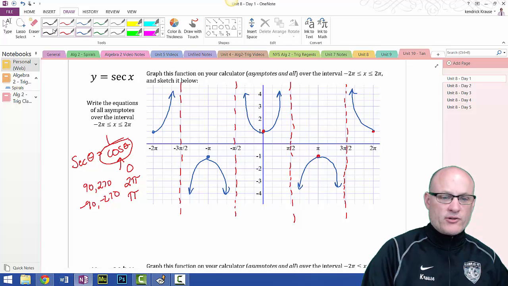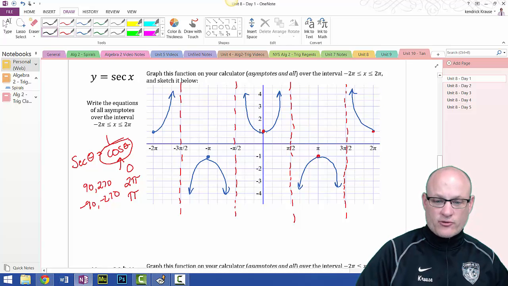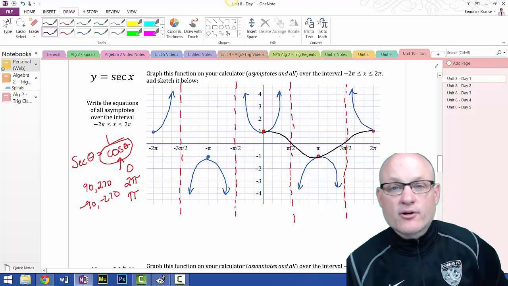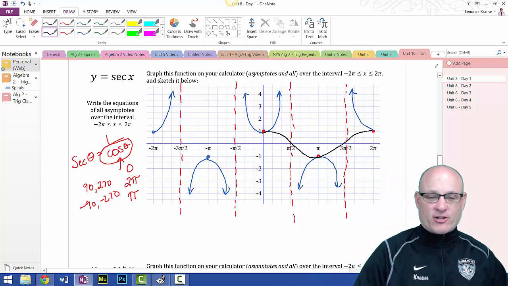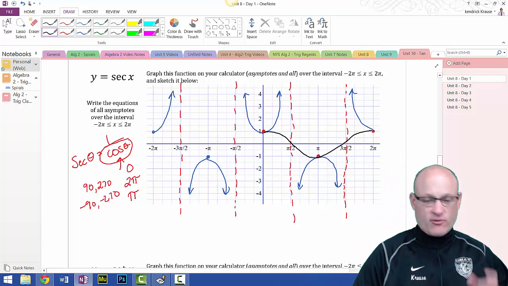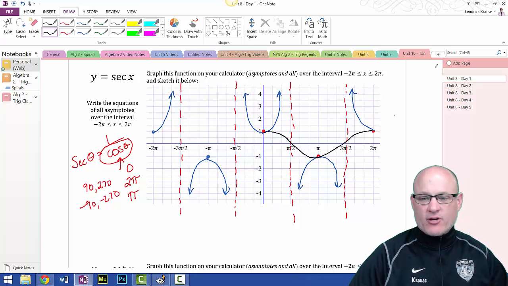So again, if you want to, draw in the cosine curve. Doesn't the cosine curve start here, come down? Isn't this what we draw when we take a look at the cosine curve? Yeah. So the secant curve, which is the co-function of cosine, just rides on the back of the cosine curve.